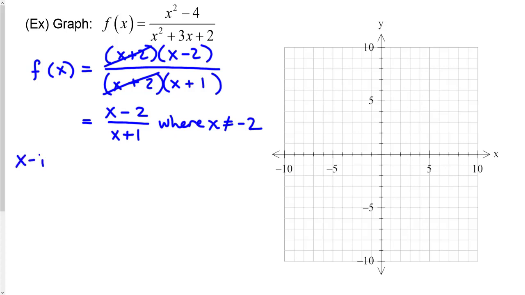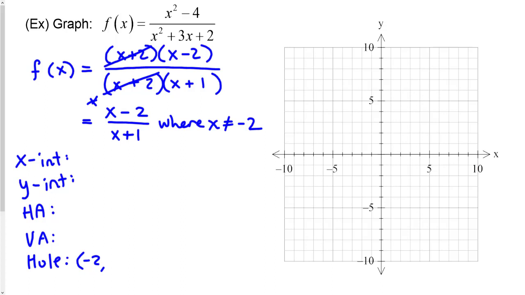So when I'm doing my analysis, I still have to get x-intercepts, y-intercepts, horizontal asymptotes, vertical asymptotes, but I also happen to have a hole in the graph here. And it's at negative 2, but I also need the y-coordinate of that hole. So if I put negative 2 into the function, that's reduced, so the x minus 2 over x plus 1, it would be negative 4 over negative 1, which is positive 4.